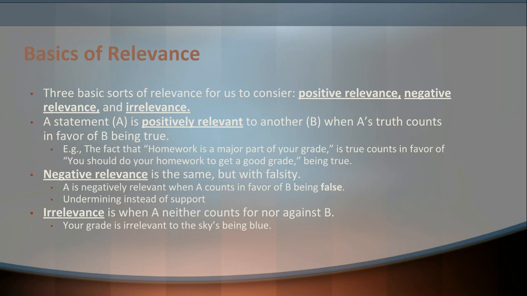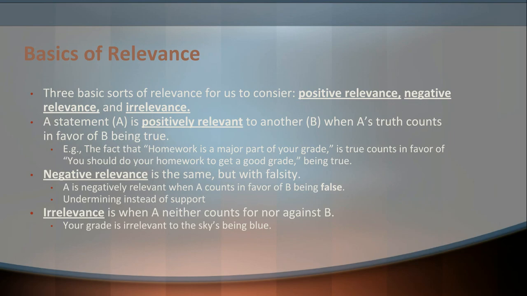Now, negative relevance is the same sort of relationship, but with the opposite polarity. We're dealing with falsity with negative relevance. So we might say that A is negatively relevant to B when the truth of A counts in favor of B being false.